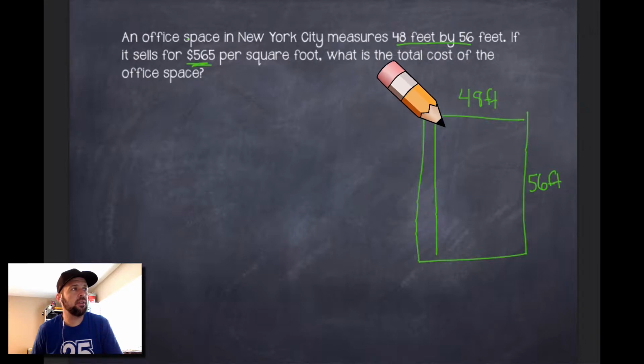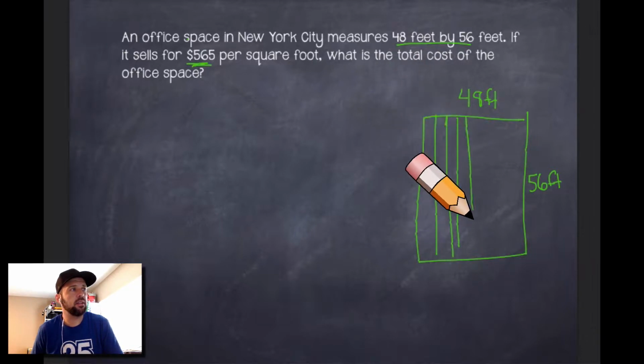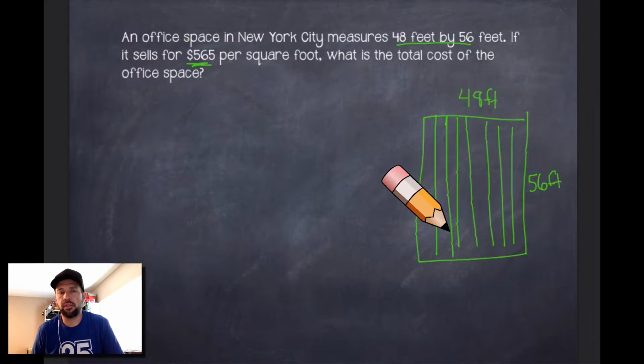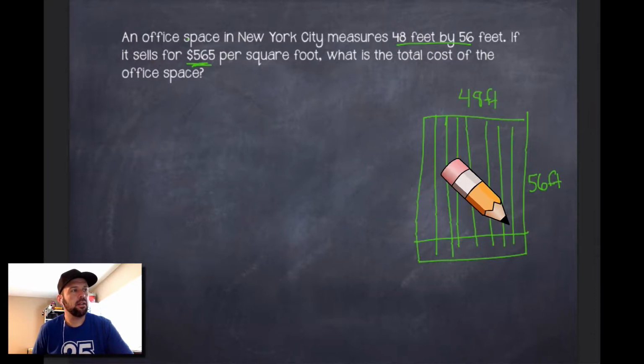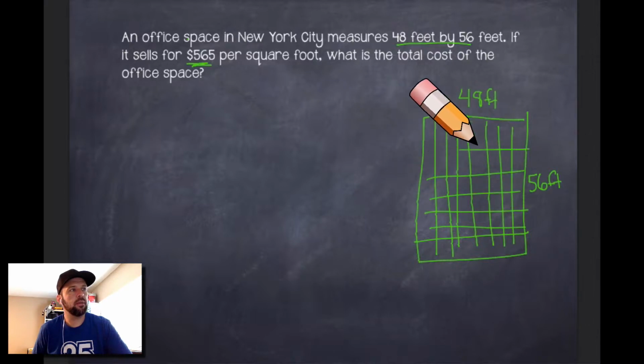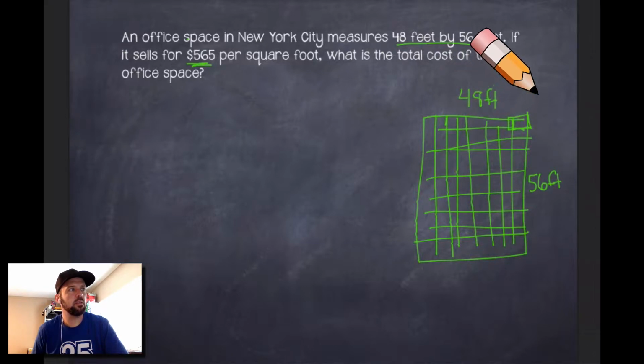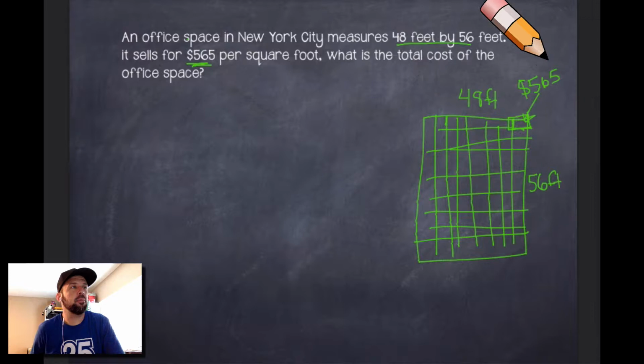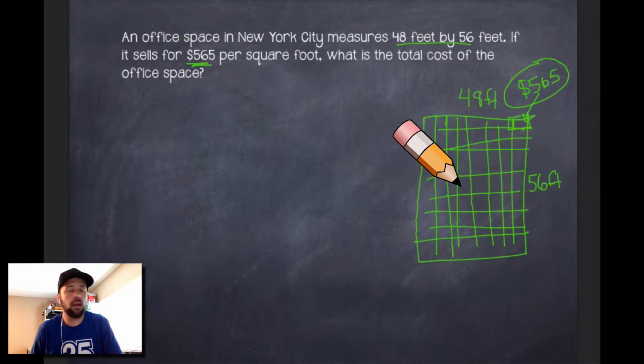So if I were to divide this up into 48 feet going this way, I'm not going to do it perfectly because I'll never be able to fit it all in there. But if I did it the same way with 56 feet going this way, we kind of get the idea here. Each one of these squares would cost that $565, which when you think of it that way is kind of a crazy amount of money, right? But this is New York City. It's popular. People want to live there, so the more money it's going to cost per square foot. Anyway, off topic here, but it's going to be $565 for each one of those feet. So I need to find out, well, how many of those square feet am I going to have altogether, okay?